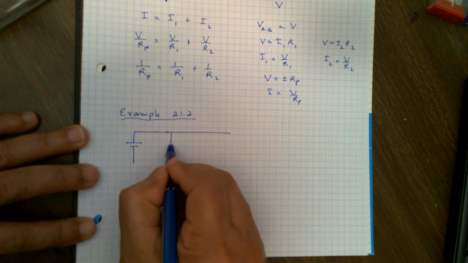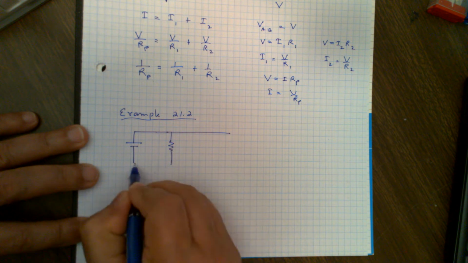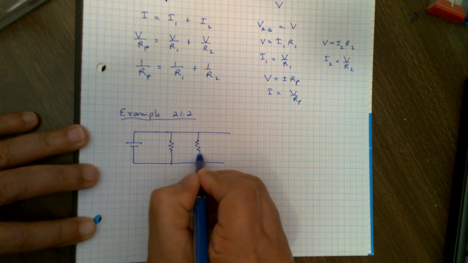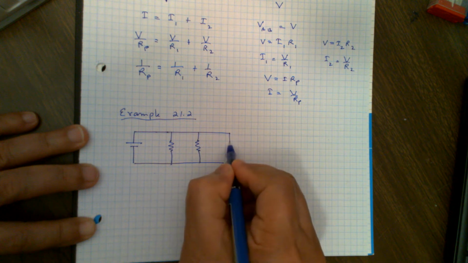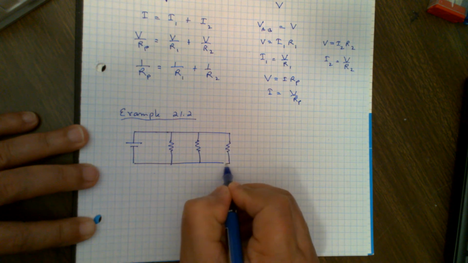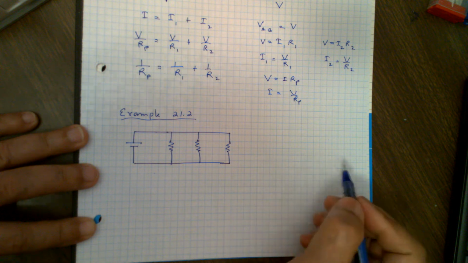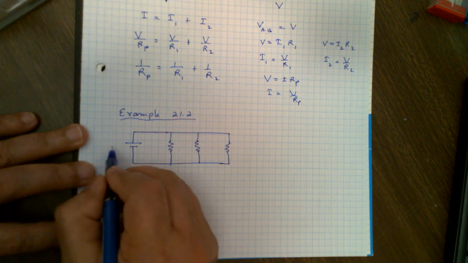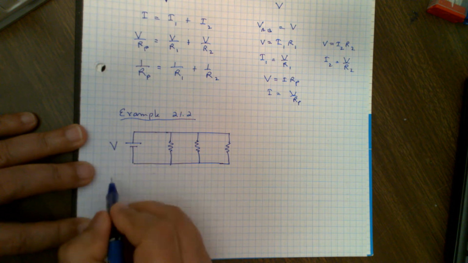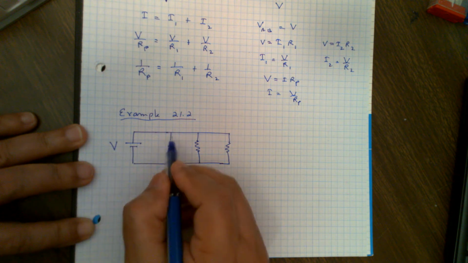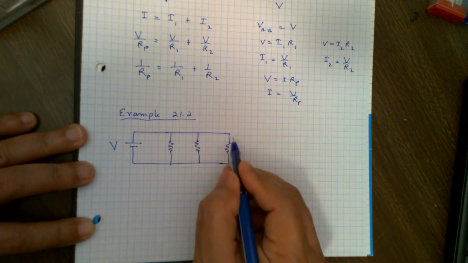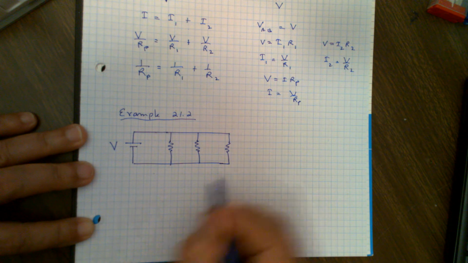So you have a resistor here, another resistor here, and another resistor here. Doesn't matter whether 3 or 4 or 5 or 2, it's all the same procedure, right? And the voltage is V here. And so the voltage drop from here to here will be V, from here to here will be V, from here to here will be also V.